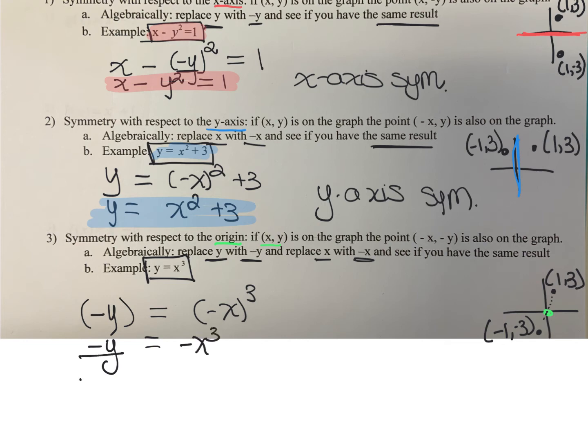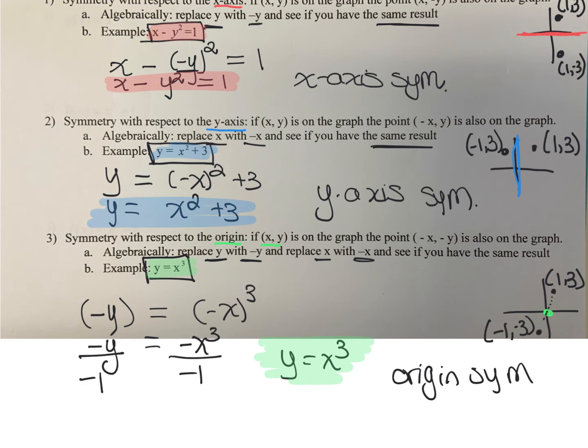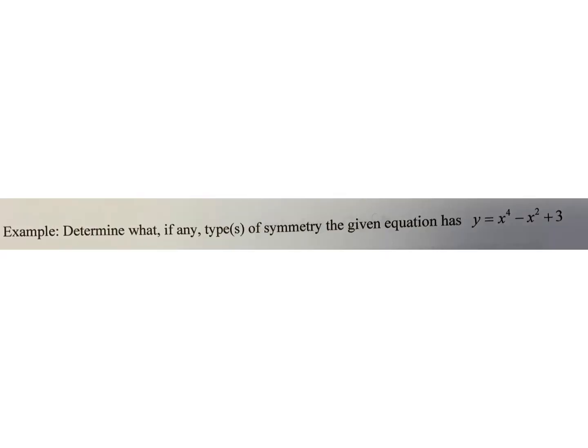So then I divide both sides by a negative 1 because we need to solve for y. And I get that y equals x cubed, which is exactly the same thing that I started with. So this one has not y-axis, this one has origin symmetry.